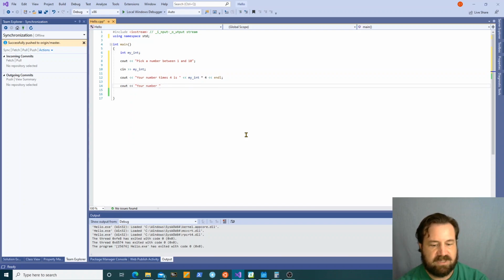Your number divided by 3 is my int slash 3. Okay, endl. That's how you do division in C++.